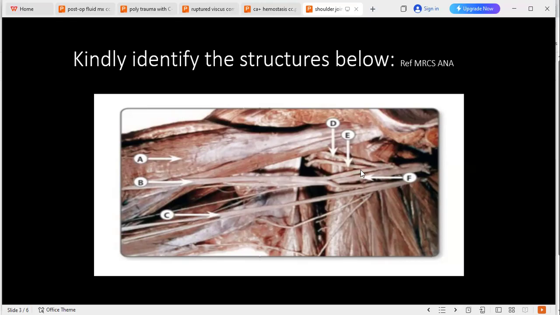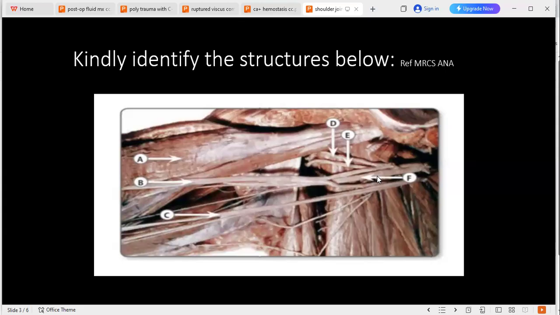This is axillary and musculocutaneous. Axillary nerve, you are saying for D. What is E and what is F? F is the radial nerve. Okay, if you're not sure, then we can come back to this one later.